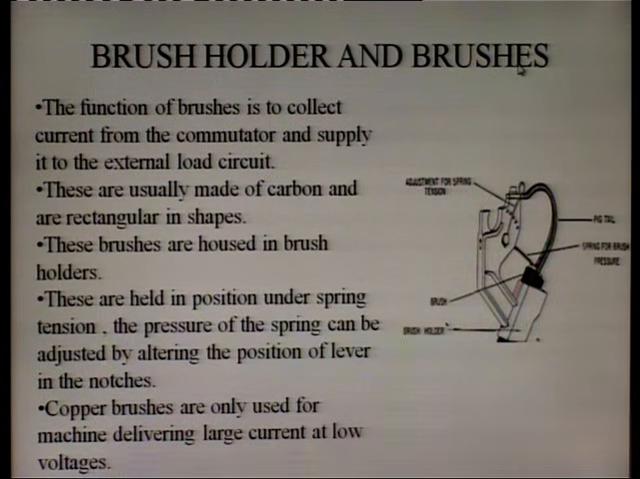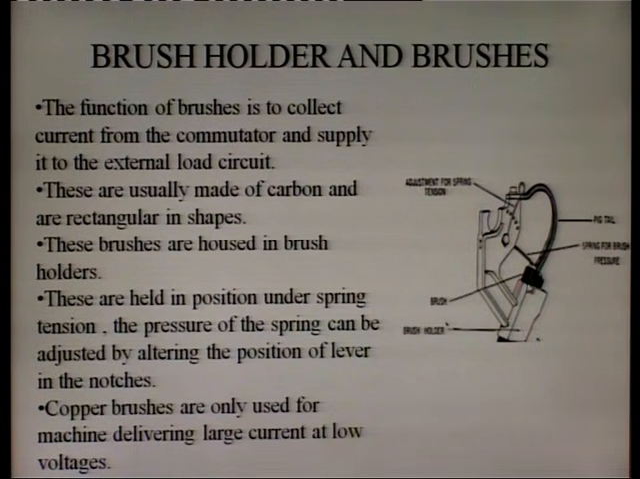Brush holder and brushes. Brushes are sliding contacts. The function of brushes is to collect the current from the commutator and supply it to the external load circuit. These are usually made of carbon and are rectangular in shape. These brushes are housed in brush holders. They are held in position under spring tension. The pressure of the spring can be adjusted by altering the position of the lever in the notches. Copper brushes are only used for machines delivering large current at low voltage.